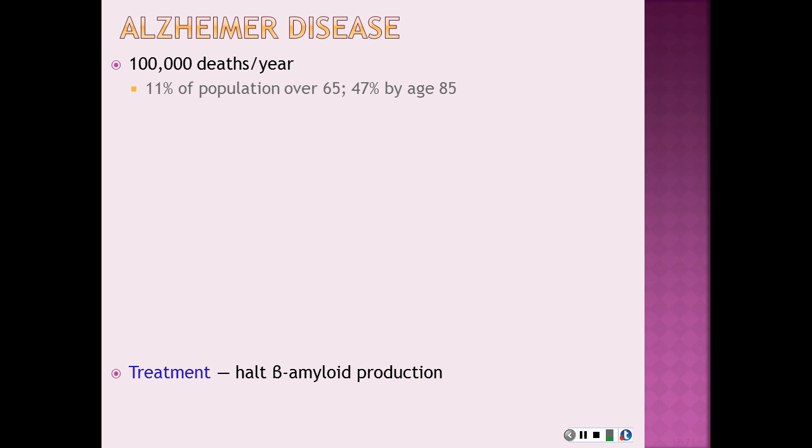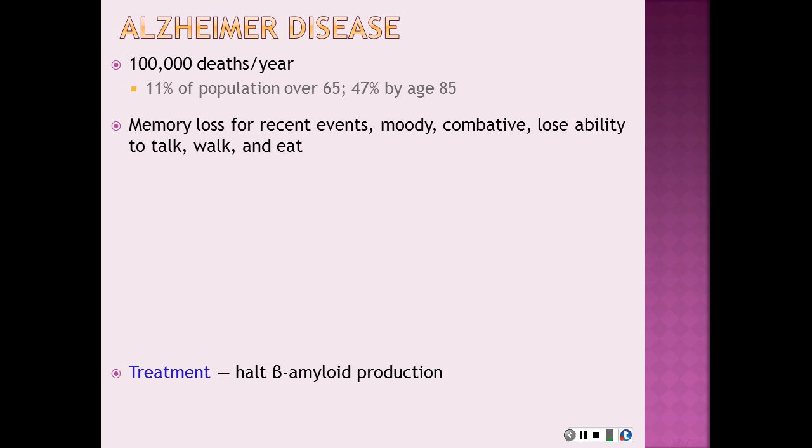So when we take a look at Alzheimer's disease, there might be some of us who know at least one or two people who may suffer from this particular neurological disease. We know that at least 100,000 deaths occur per year from Alzheimer's disease, and that's approximately 11% of the population over 65 years of age. And by the age of 85, at least 47% are suffering from Alzheimer's disease.